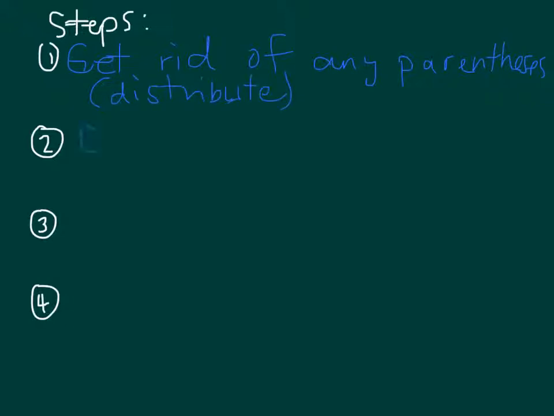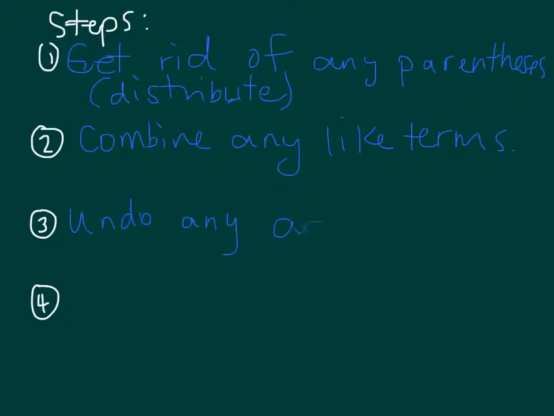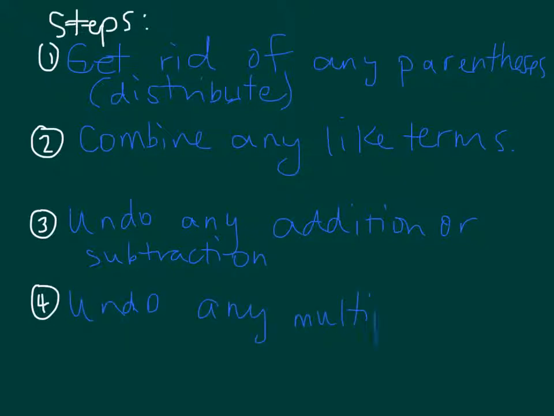The second thing that we are going to do is to combine any like terms if we have them, so either the term with the variable or any constants. And then we are going to undo any addition or subtraction. And then we are going to undo any multiplication or division.